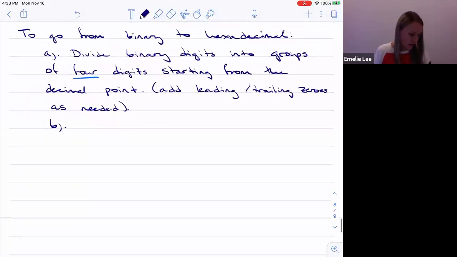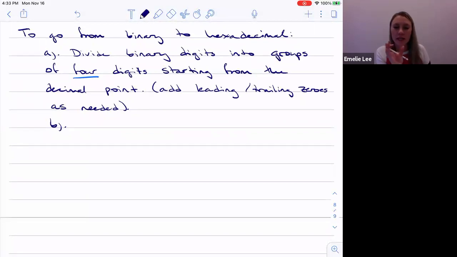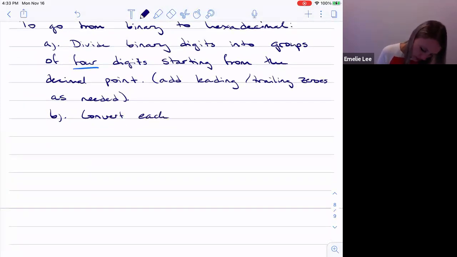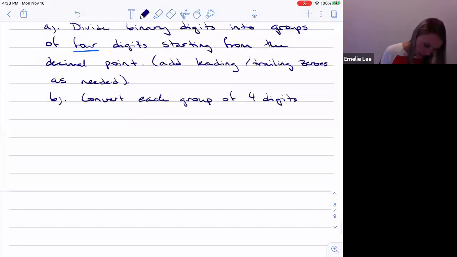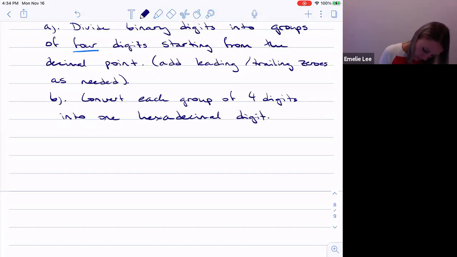Then convert each group of 4 binary digits into its hex. So convert each group of 4 digits into 1 hexadecimal digit. Okay, good. Let's do an example.